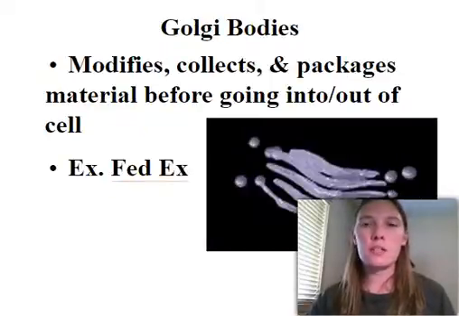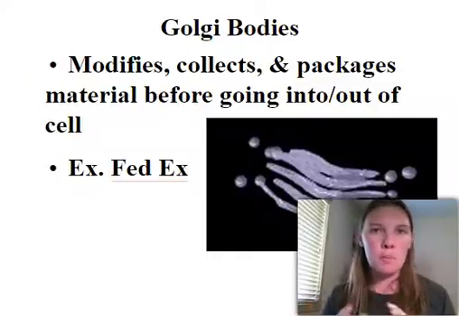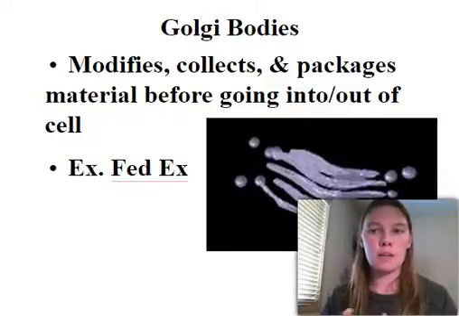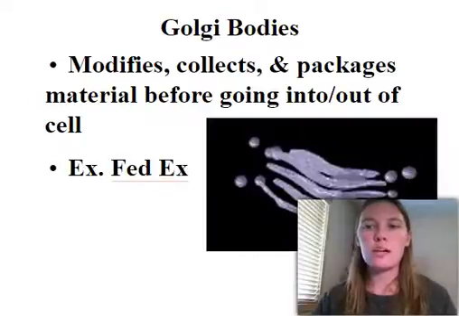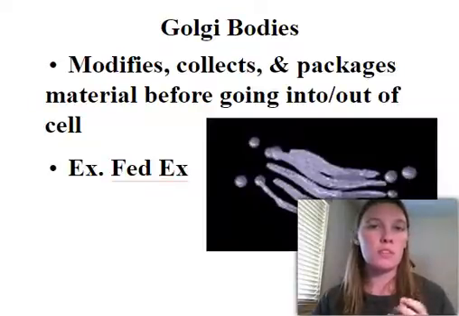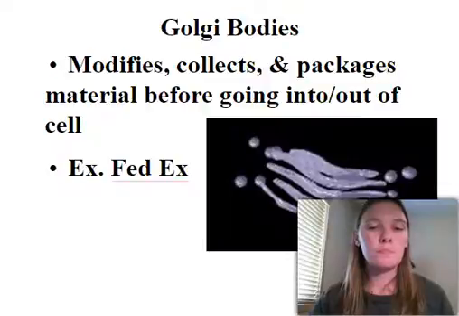The Golgi bodies are almost like a post office or FedEx, where they take in material, maybe modify the package, and then send it back out again. They get it all packaged, and that's what the Golgi bodies are doing. They will take in material that needs to be processed or changed in some way before it is sent out of the cell or sent to a different part of the cell.